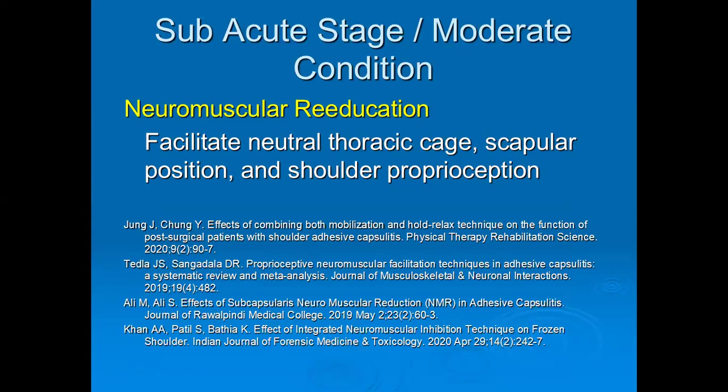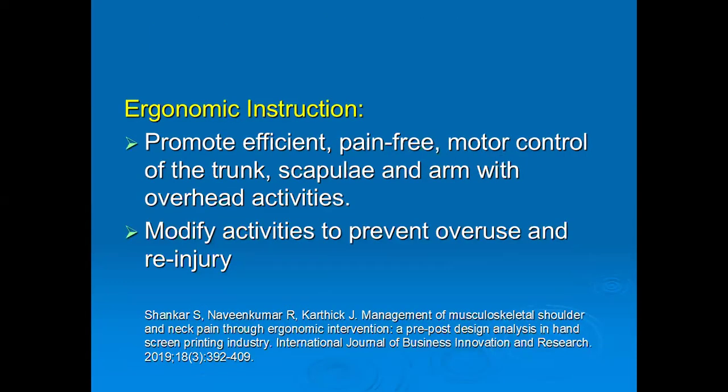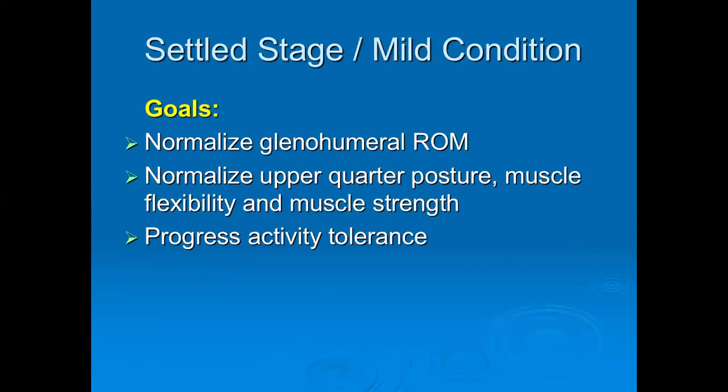In the subacute stage, when the condition is moderate, we can also provide neuromuscular rejuvenation, which will eventually facilitate the neutral thoracic cage, scapular position and shoulder, and improve shoulder proprioception. Similarly, we can also work on the ergonomic aspect, promote efficient pain-free motor control of the trunk, scapula and arm with overhead activities. We can modify the activities with overuse and range.